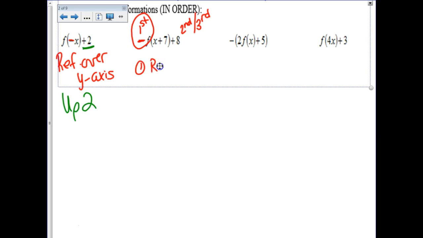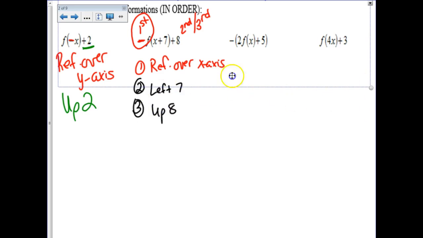So first, I just like to read left to right if there's nothing to distribute, and this is not a distribution. This is just a negative in front of the function. So reflection over the x-axis this time. It's a vertical reflection. And then these next two steps can be interchanged. So 2 and 3 here, it doesn't matter which order they go in, but I just like to read left to right, so I'm going to go left 7 and up 8. But I reiterate, guys, these two steps can switch.